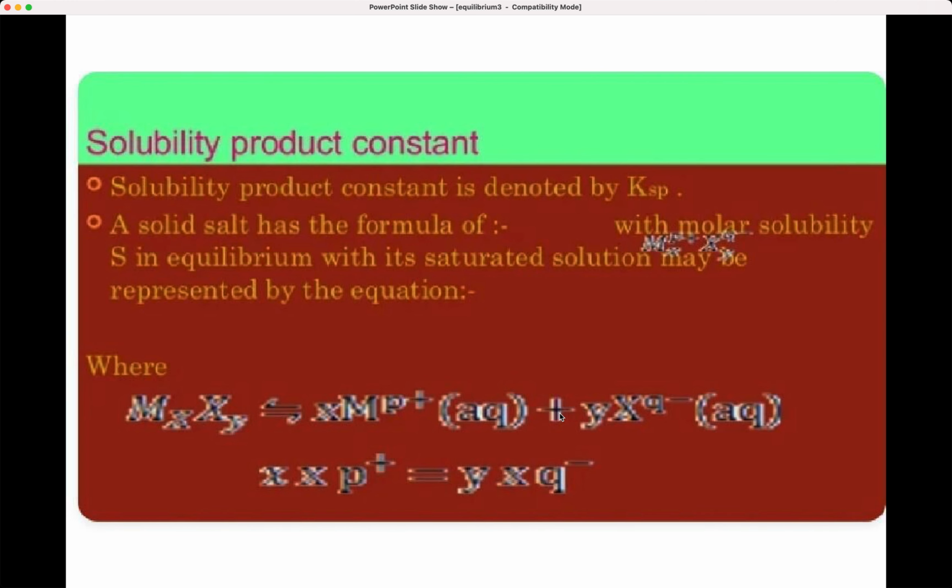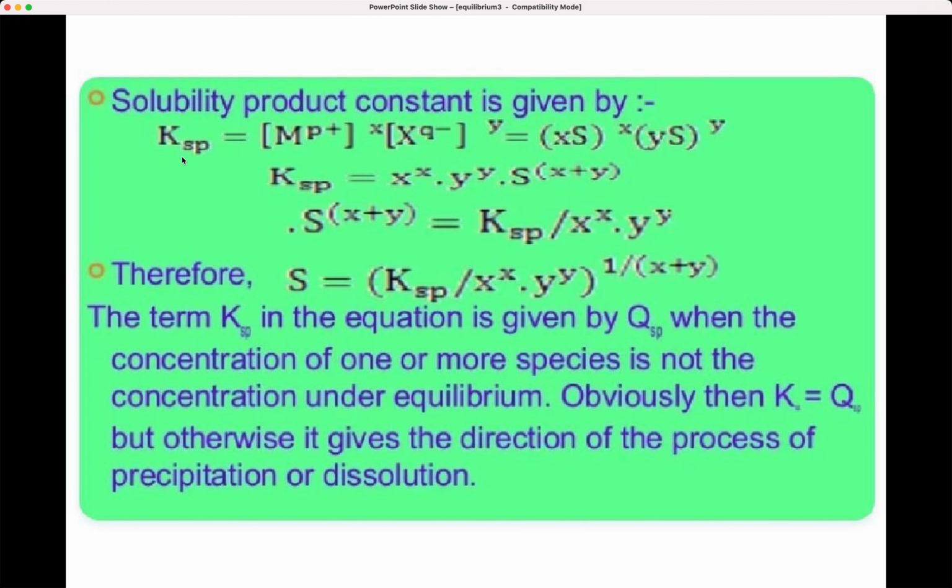Next, the solubility product constant Ksp. From the previous slide, Ksp is equal to [Mp+]^x [Xq-]^y, which equals (xS)^x (yS)^y. You can split the terms and write x^x y^y, and S is a common factor, S^(x+y), by the law of indices, which all of you have learned in maths. So S^(x+y), keeping this term alone here, you bring these two factors down. So in the denominator you will have x^x into y^y.